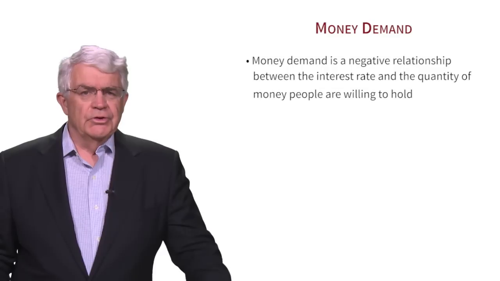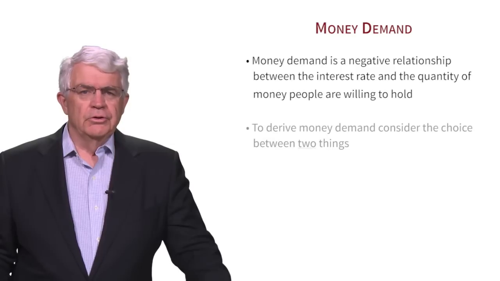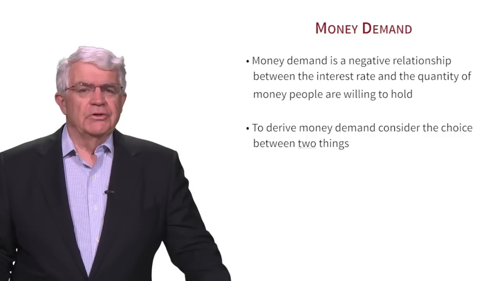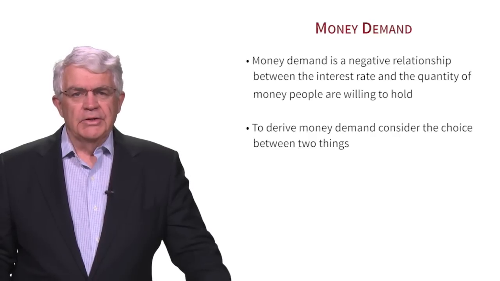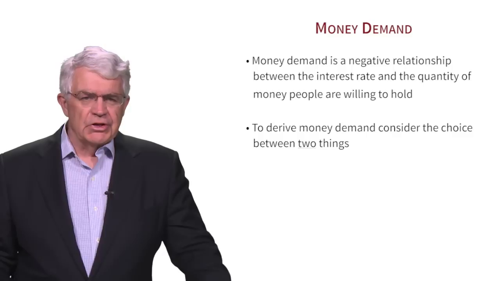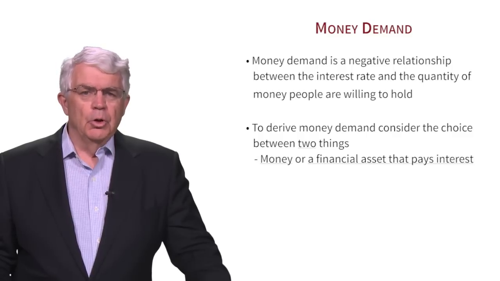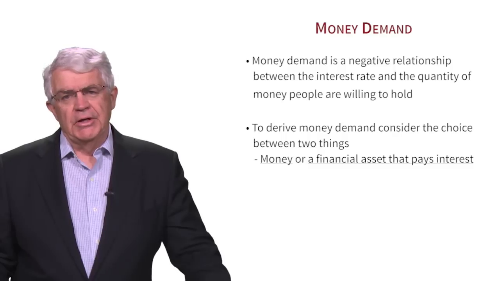Now let's think about money demand. We haven't focused on that, but money demand is a relationship much like any other demand curve. You'll see it's a negative relationship between the interest rate and the quantity of money people are willing to hold. To derive this money demand, we're going to think about it just like any other economic problem, and the basic mantra of economics: that people make purposeful choices with scarcity. And in this case, the purposeful choice that we're going to set up is to either hold money or to hold some other financial asset that pays interest.